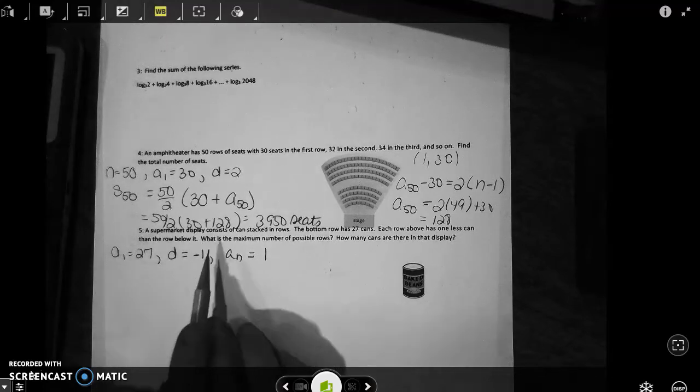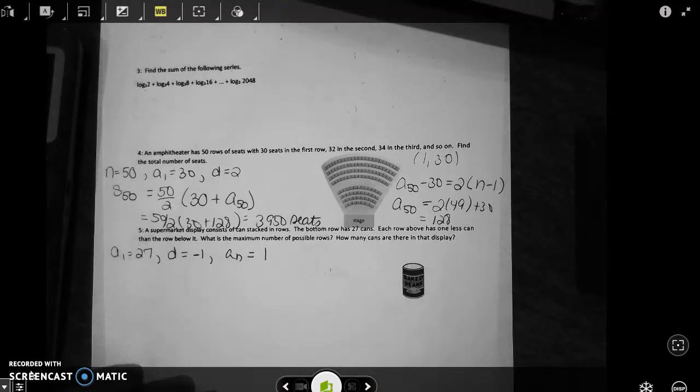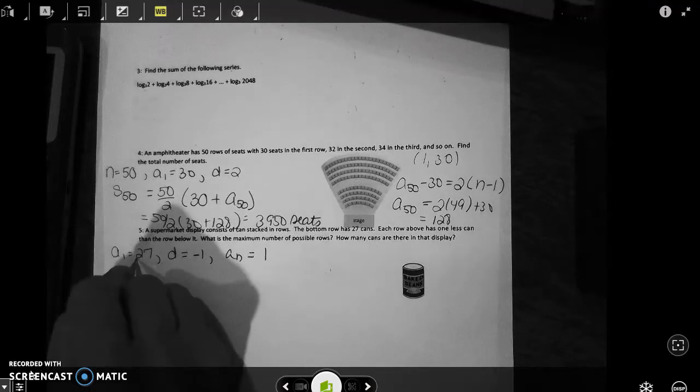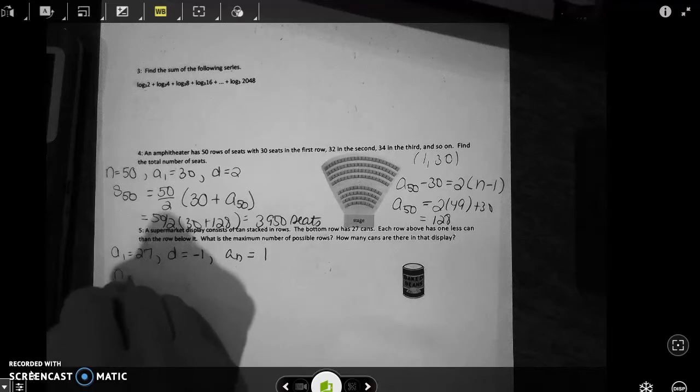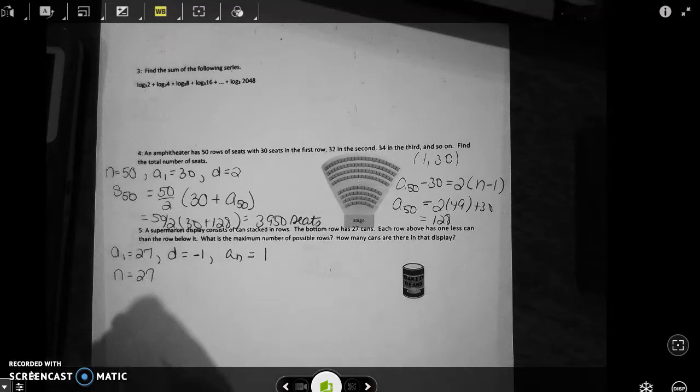So the first question says, how many rows would be possible? Well, I think you guys could probably get that pretty easily. If the first row has 27 and the last row has 1, that means there's going to have to be 27 rows in this sequence.